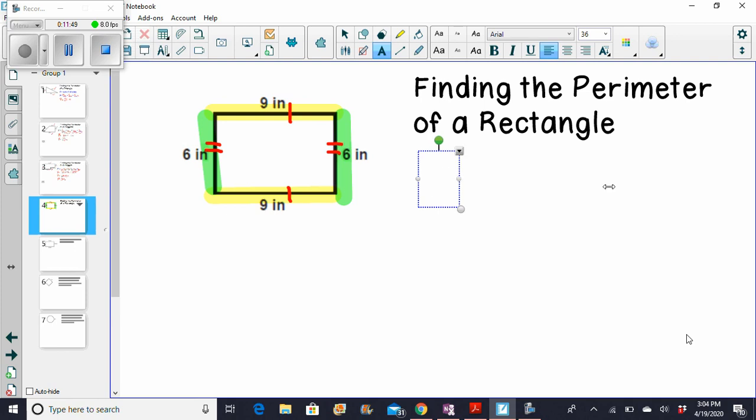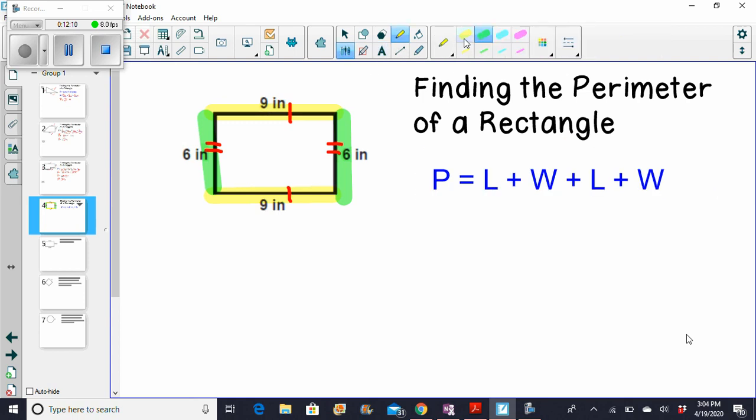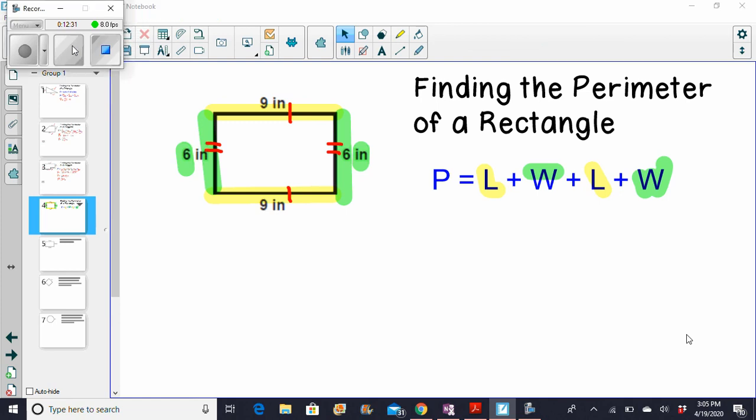Well, in this case, we have perimeter equals a length plus a width plus a length plus a width. So these yellow sides, the top and the bottom, those would be my lengths. Typically, we think of the longer sides as the lengths. So these would be my lengths, and then my widths would be the other sides. The shorter ends would be my widths. Just to keep track of that for ourselves.